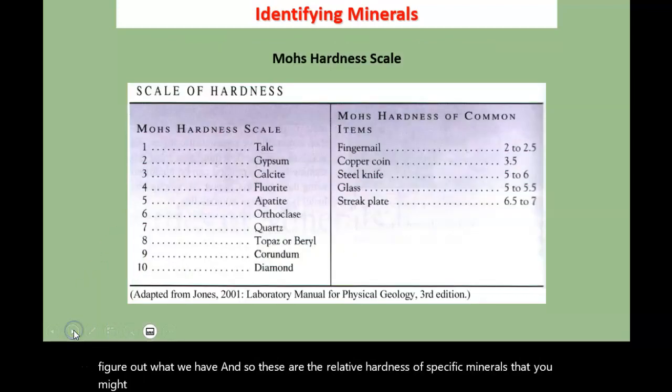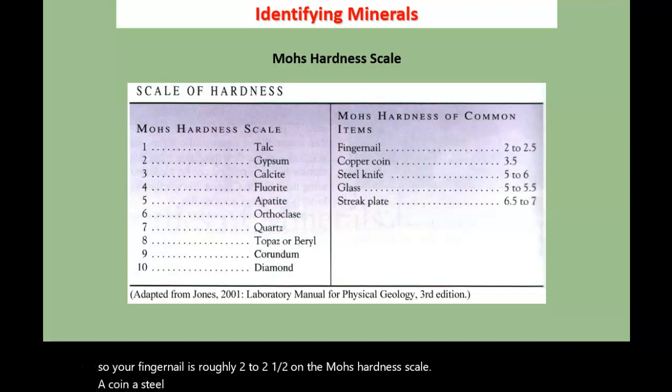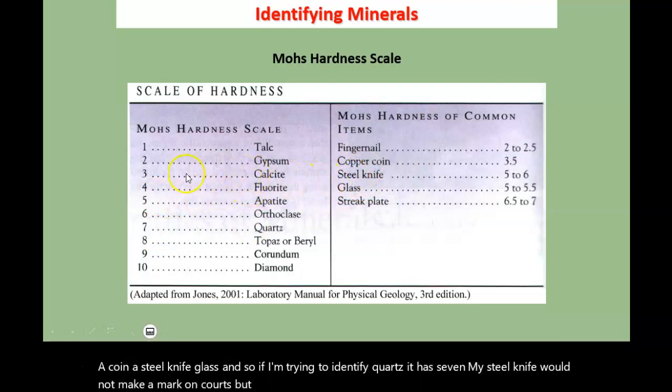And in the field, how would we do that? We'd use these things right here on the right. So your fingernail is roughly 2 to 2.5 on the Mohs hardness scale. A coin, a steel knife, glass. And so if I'm trying to identify quartz, it has 7. My steel knife would not make a mark on quartz. But on calcite, which is also very common, I should be able to leave a mark.